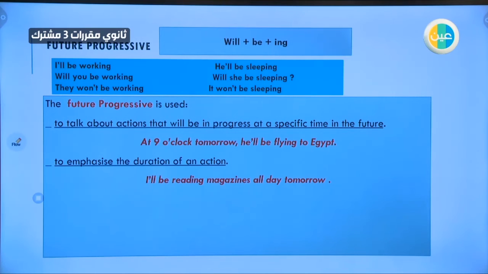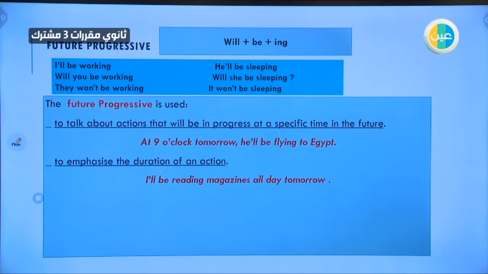The uses for future progressive, as we have said, are to talk about an action that will be in progress at a specific time in the future. I mention exactly, not just tomorrow, at 9 o'clock tomorrow, at this time tomorrow. So I give a specific time in the future. He will be flying to Egypt. So at 9 o'clock tomorrow, he will be flying to Egypt. Okay, so I give an exact time, a specific time, not just tomorrow.